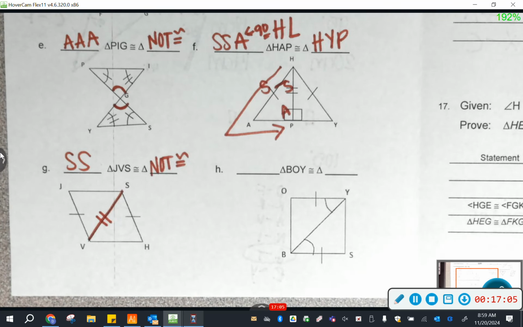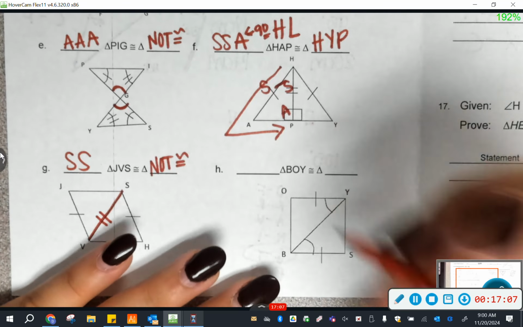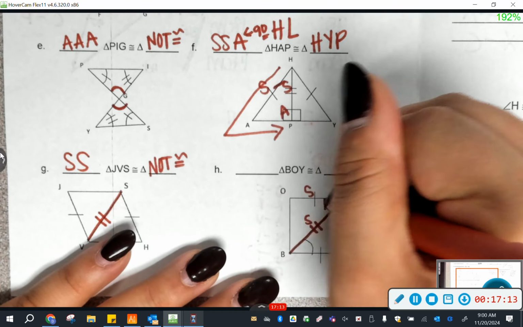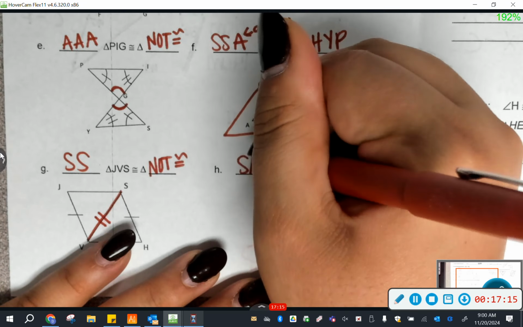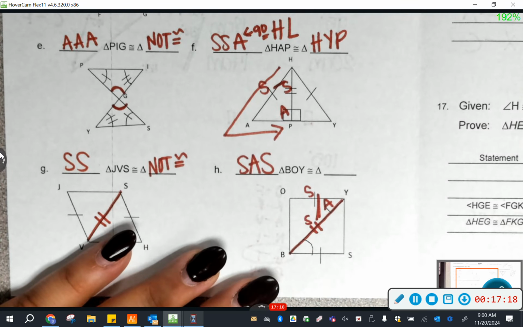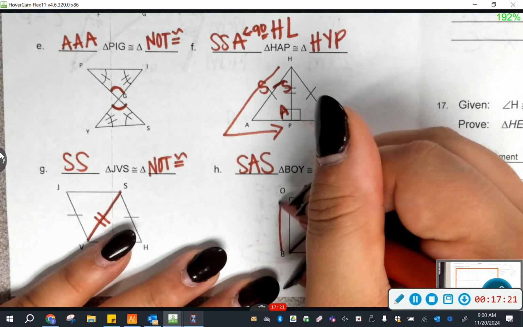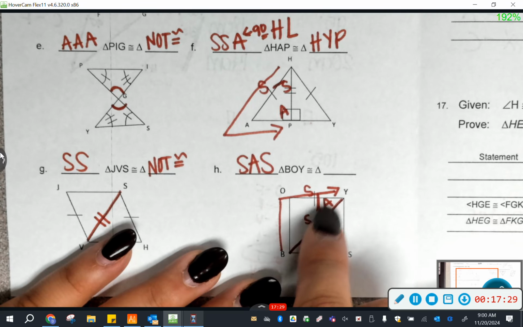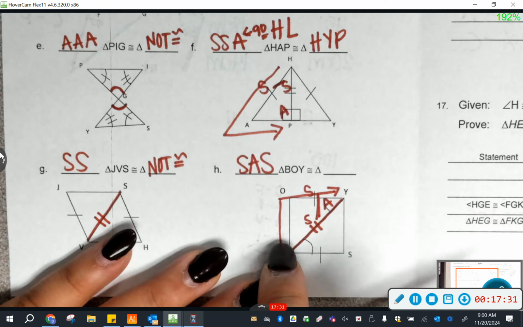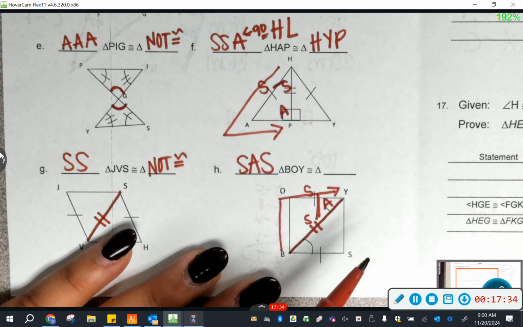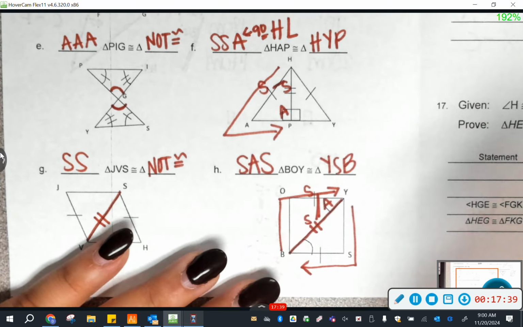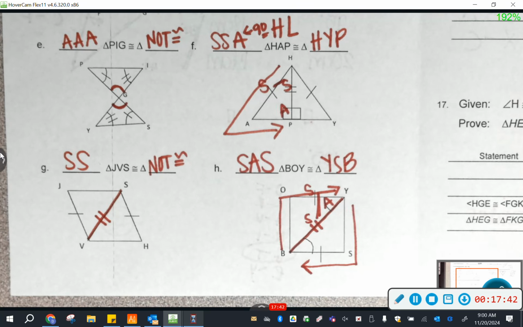Last one. What can I add? Tick marks. So what do I have? Is my angle between? Shh, ladies. What goes with BOY? Be careful. Nope. BOY. Do you see how Y has the arch and that's the end? B has nothing. YSB. That one's a little weird. You have to be careful. I agree. Okay.